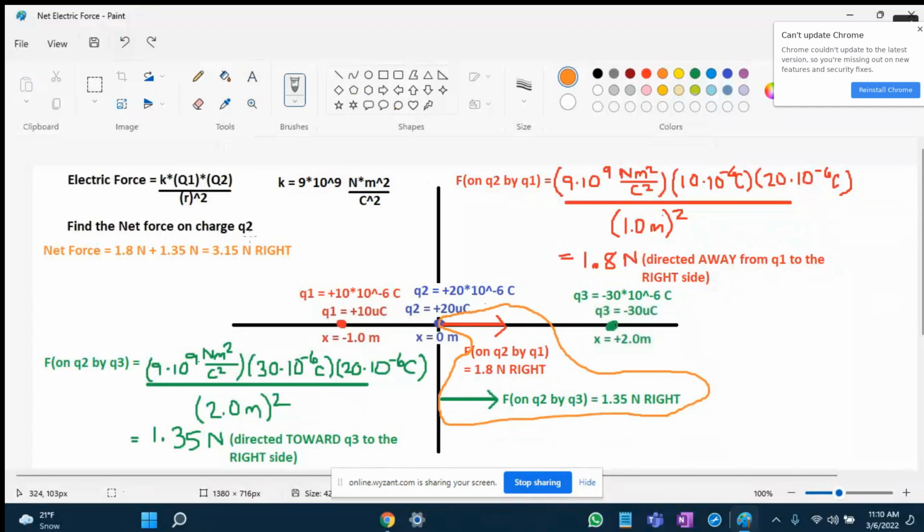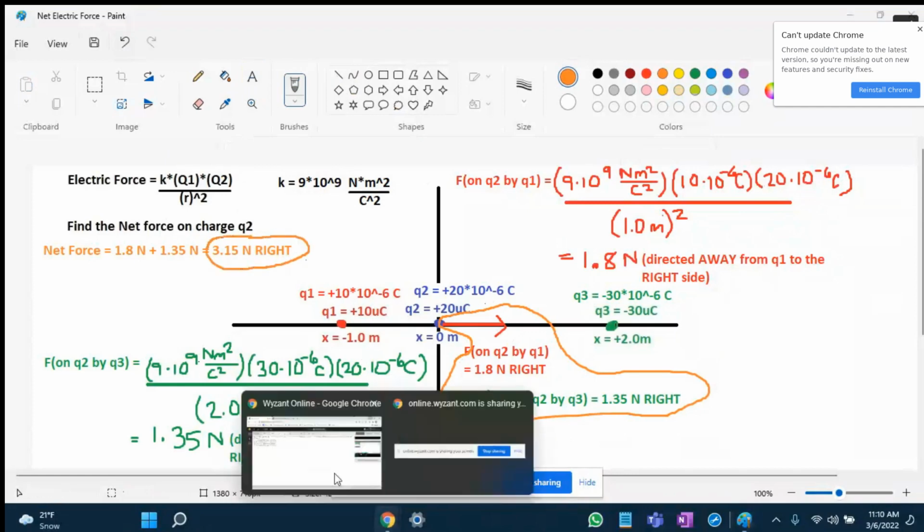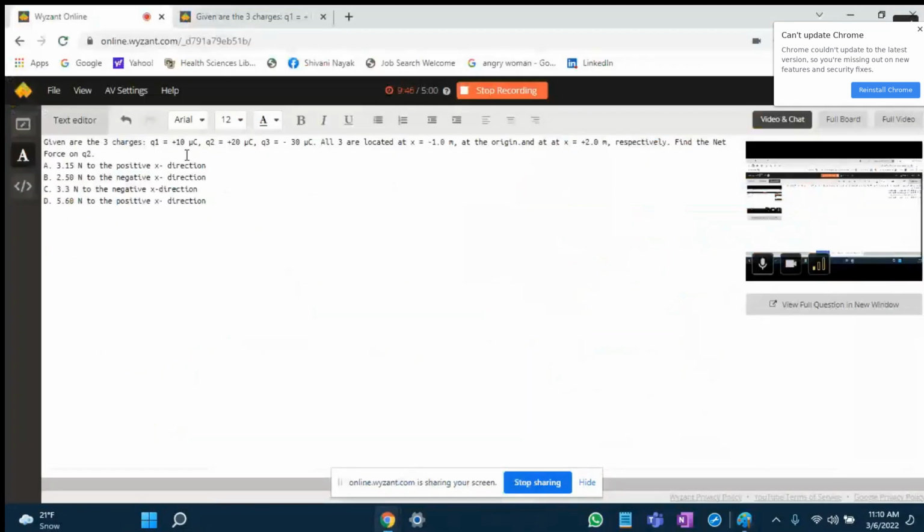So 3.15 newtons to the right is our final answer. And going back to the question, that would correspond to choice A, 3.15 newtons in the positive x direction. So that means to the right side.